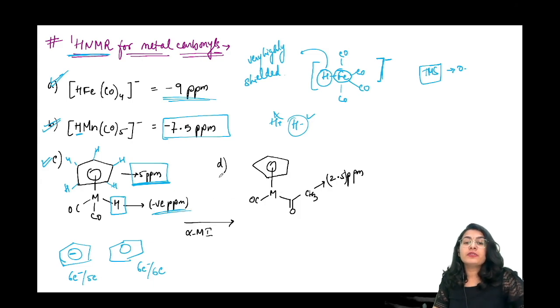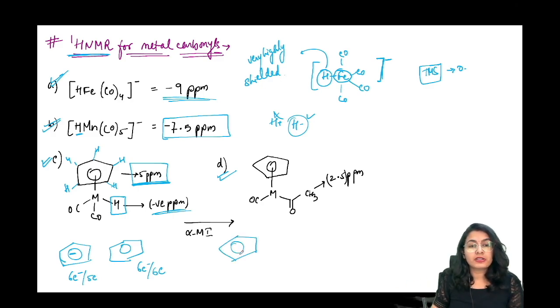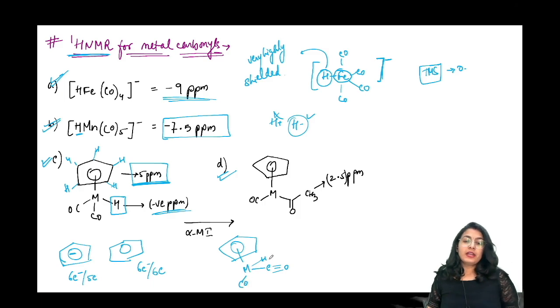Okay, moving onwards, another example is if the same molecule underwent a particular reaction, which we are going to call alpha migratory insertion. You will soon know what alpha migratory insertion is when we are talking about the reactions. You see that I have a hydrogen which is very close to this carbonyl. So what happens now?